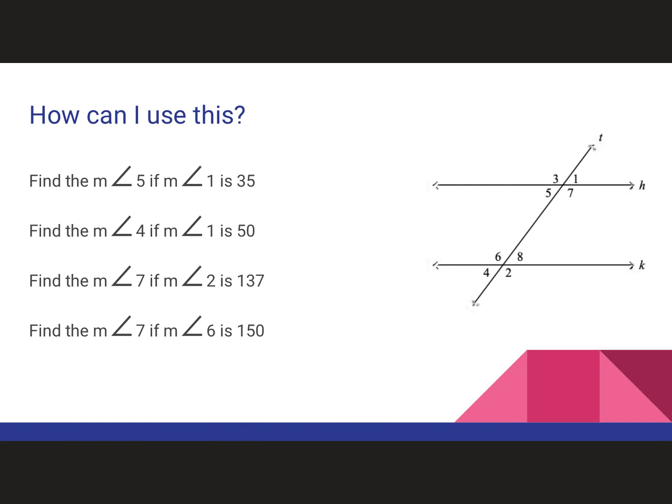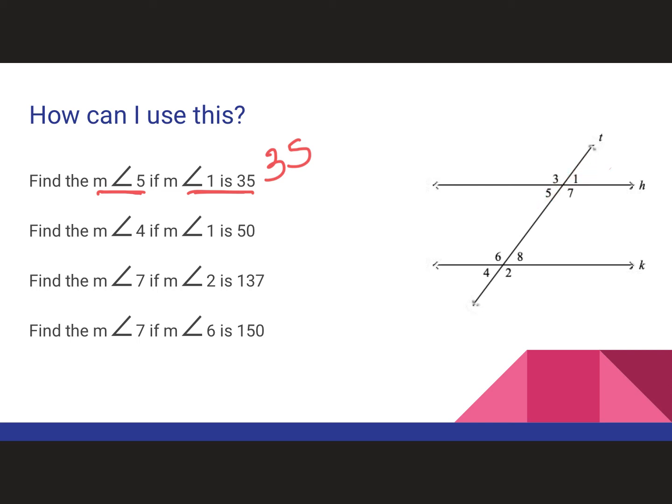So, let's do this. Find the measure of angle 5 if angle 1 is 35. If angle 1 here is 35 degrees, then what is angle 5? Well, they are vertical angles from each other. Let's try that so you can see it a little better. These are vertical angles. That means they are the same. So if angle 1 is 35, then so is angle 5. So angle 5 would be 35.